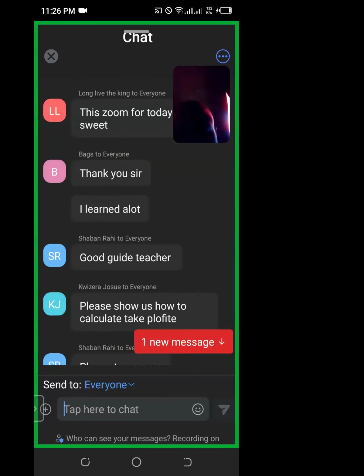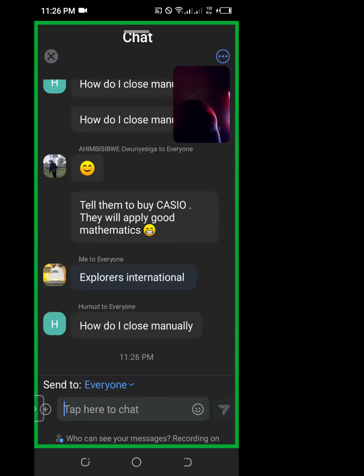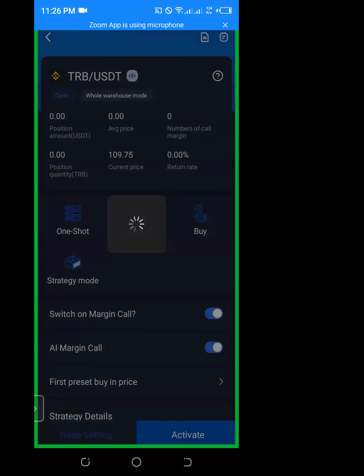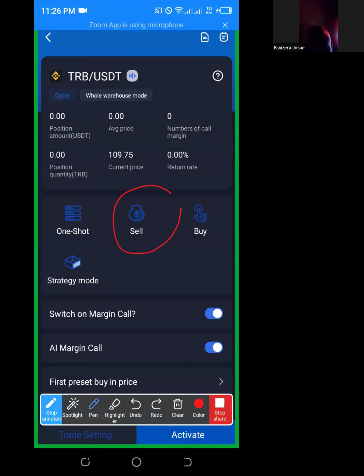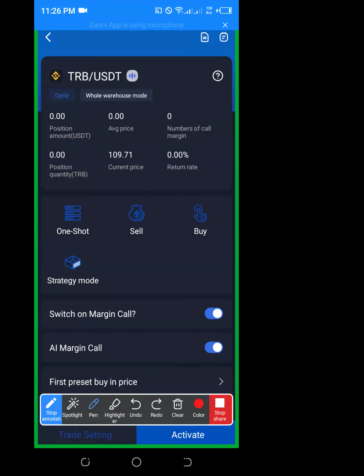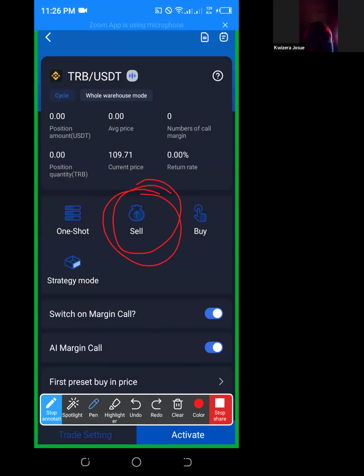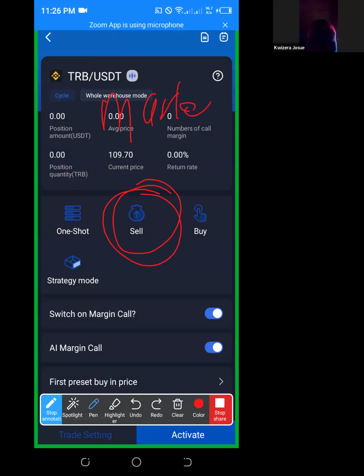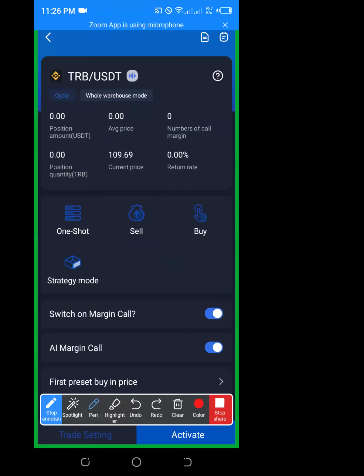Okay, that's what we had today. How do I close manually? You come here, you tap here, sell. When you sell, unfortunately, this is not a trading account. Come here, sell. When you tap on sell, you go and tap on market price. Let me give you the steps for selling manually in the floating profit, but not in the floating loss. If you sell in the floating loss, it is up to you.